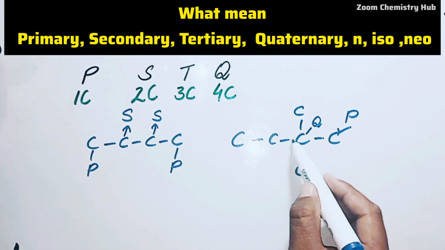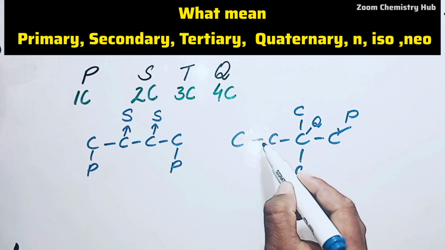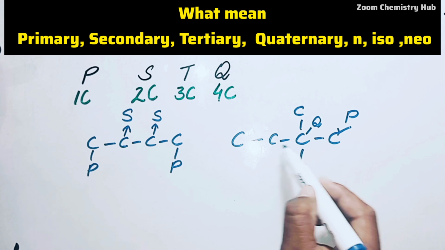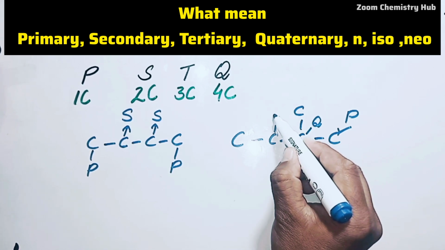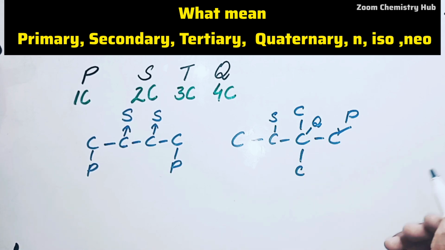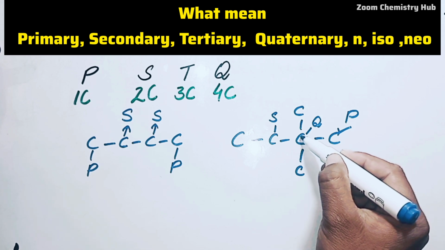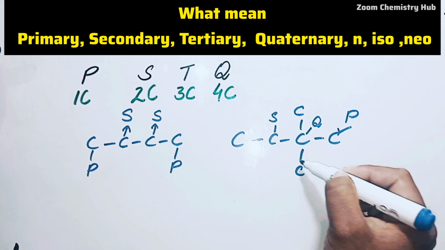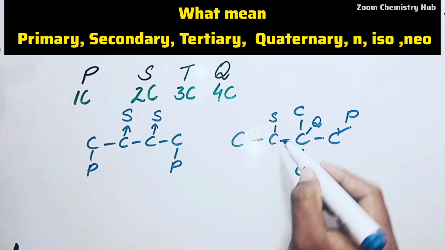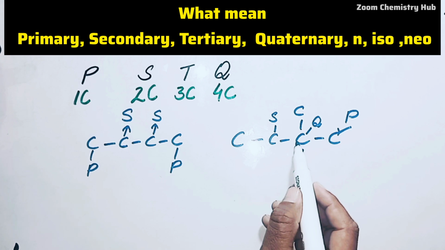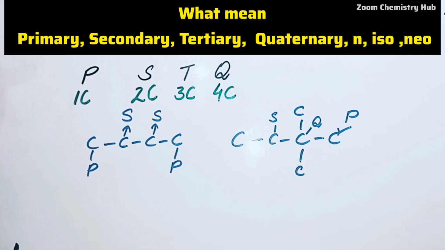And here you can see that this carbon is attached to 2 other carbon atoms, so this is the secondary carbon atom. Now when the carbon atom is directly attached to 4 other carbon atoms, this is called quaternary, and when the carbon atom is directly attached to 2 other carbon atoms, this is the secondary. Now we take the example of tertiary.